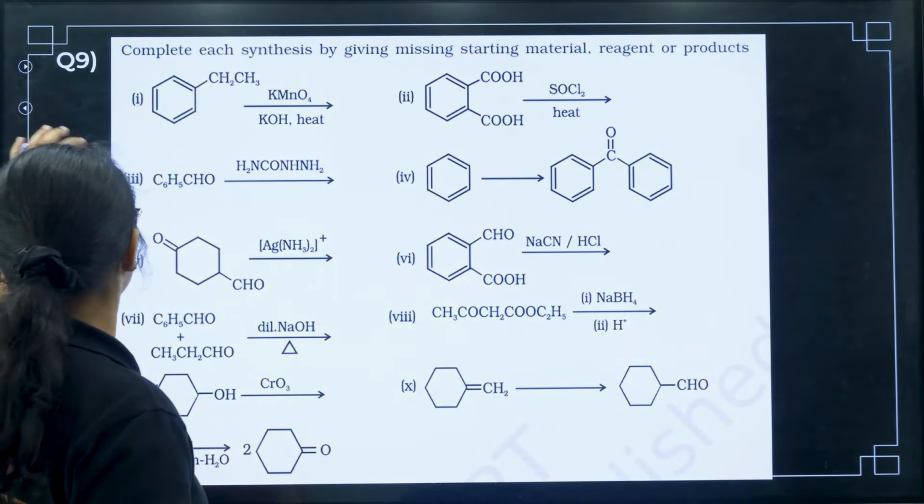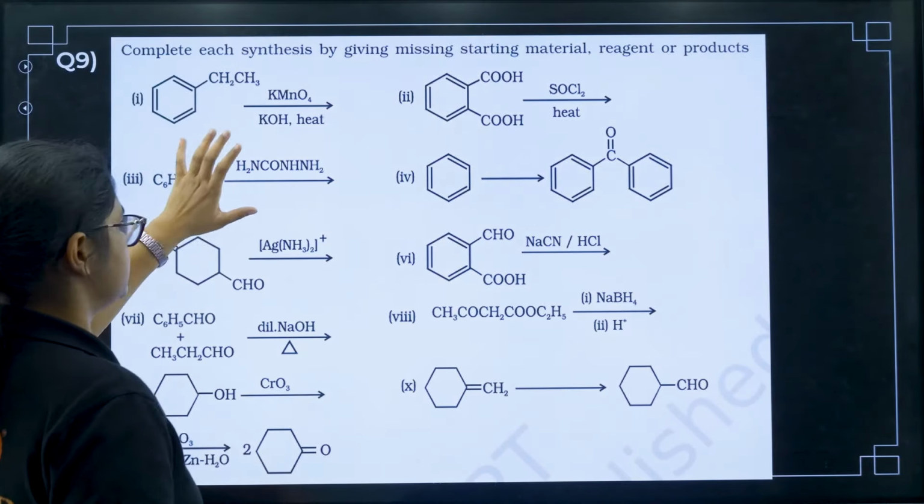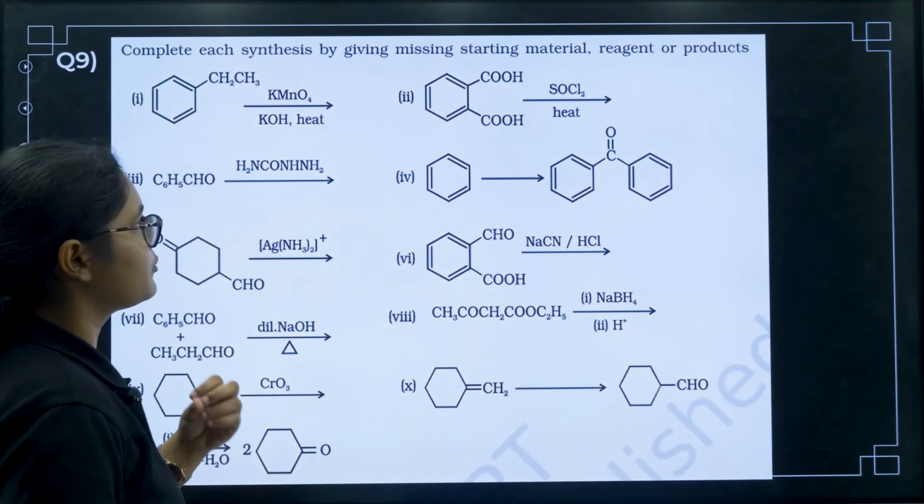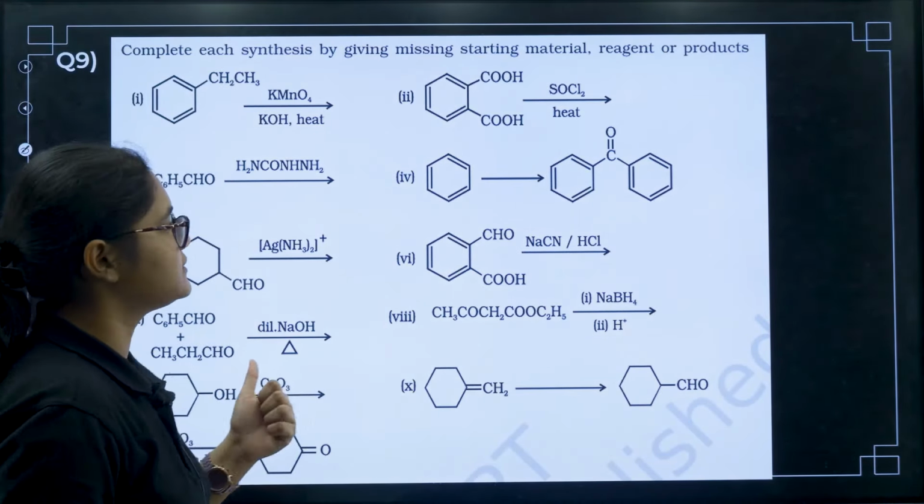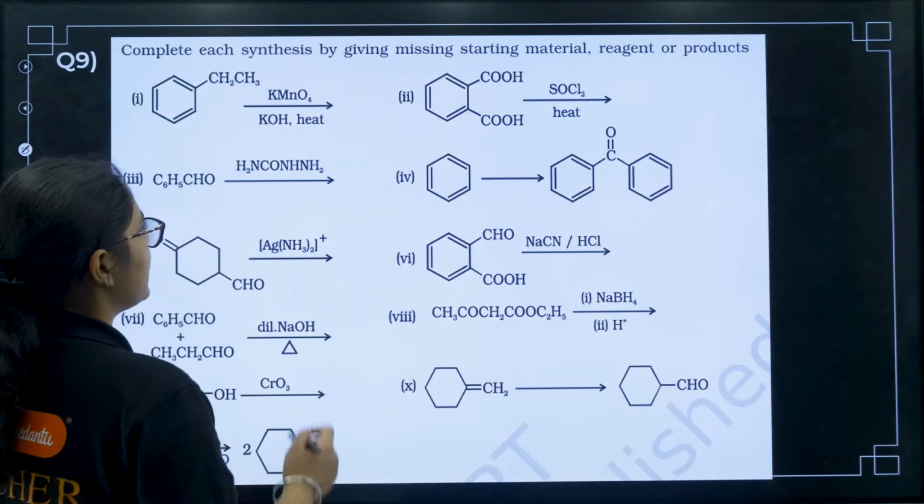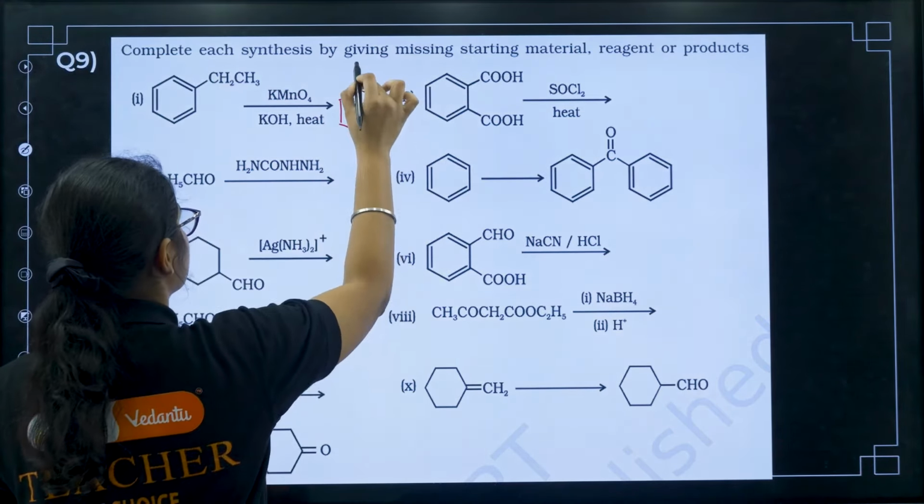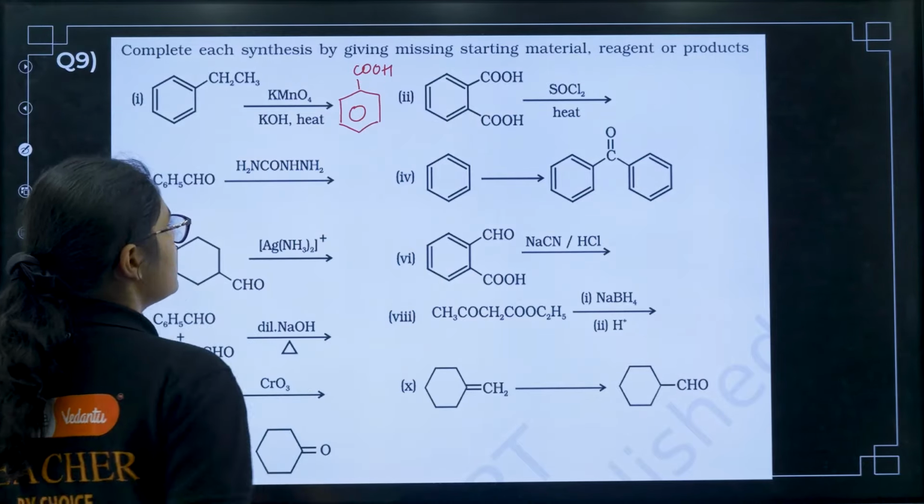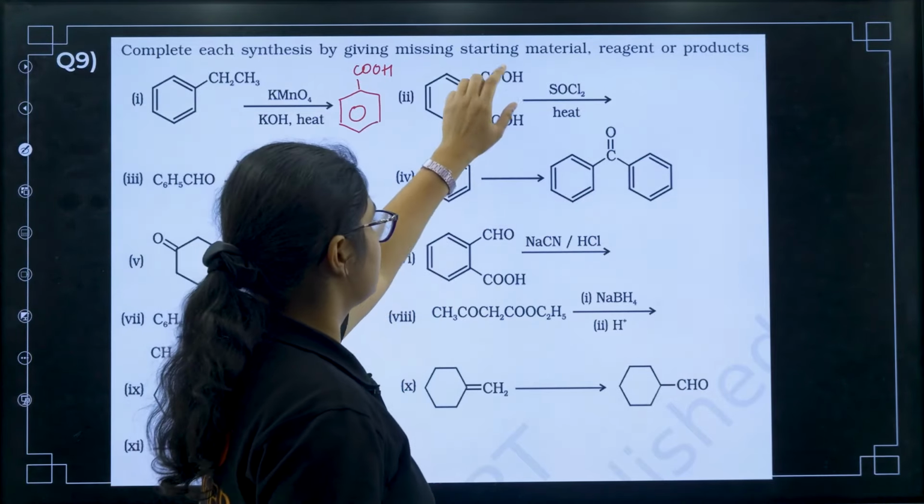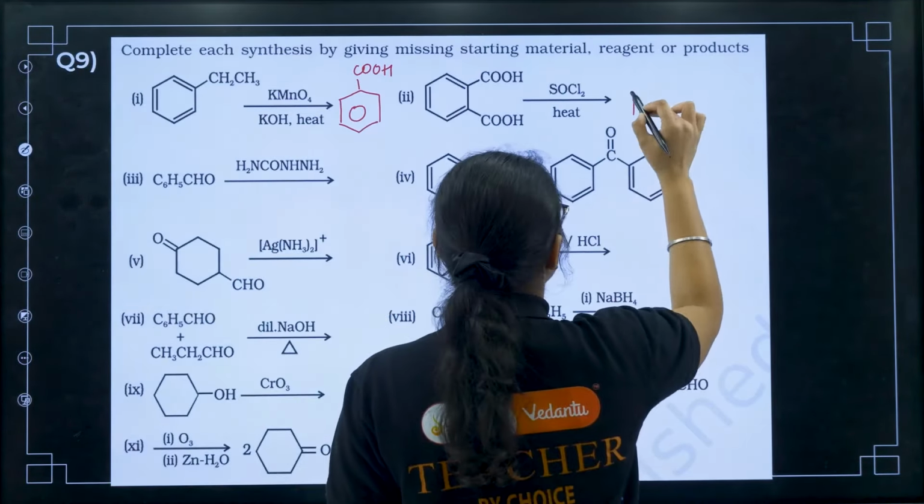Next we have reaction based questions, so we should do such type of questions to quickly remember the reactions. These are very good. So what we can get here: KMnO4/KOH is an oxidizing agent, you will get COOH here. Next, SOCl2 with heat will convert this one to the COCl group.